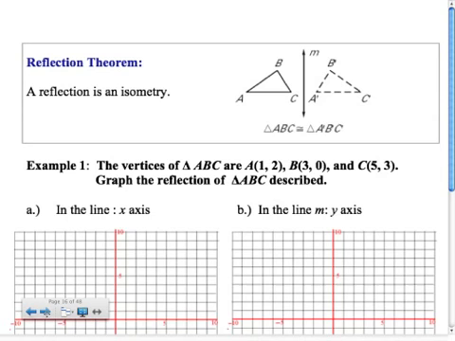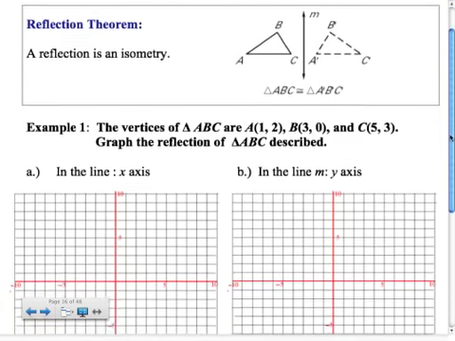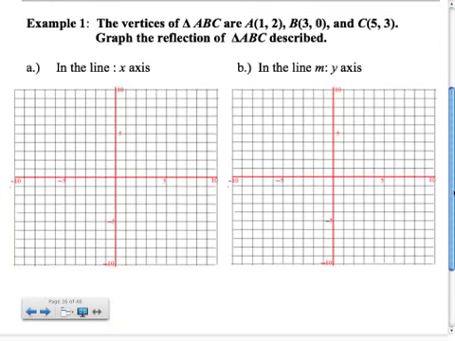The first thing to identify is that a reflection is an isometry. In other words, when you reflect a shape, you don't change the shape. The original figure and the new figure are both going to be congruent. The vertices of triangle ABC are (1, 2), (3, 0), and (5, 3). Graph the reflection of ABC described.